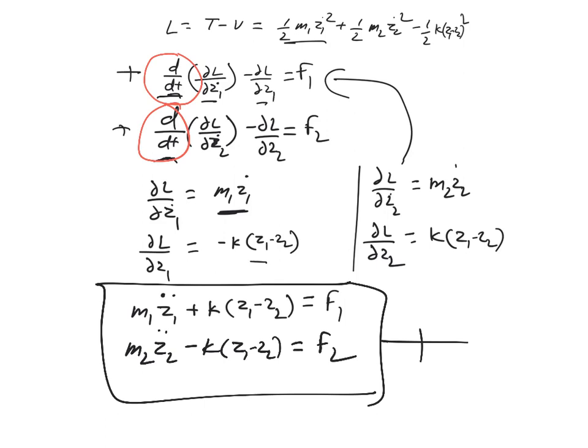So if you see, we have inputs in these equations, right? F1 and F2 are the inputs, and Z1 and Z2 are our either generalized coordinates or outputs, if you have a sensor which can read the displacement. And these are differential equations, right? These are second order differential. You guys know differential equations?